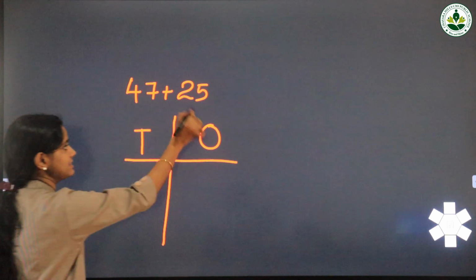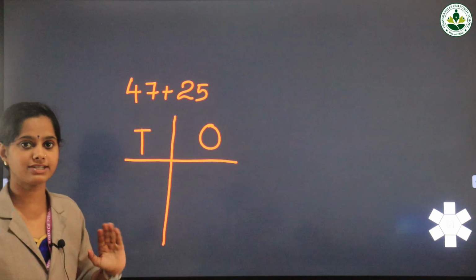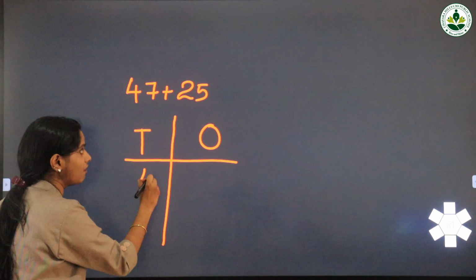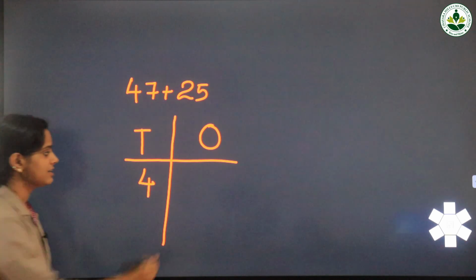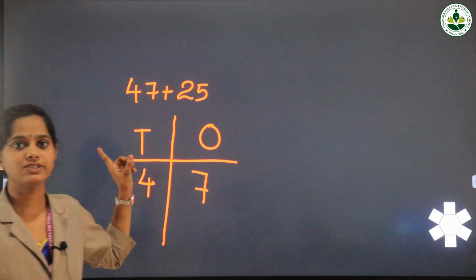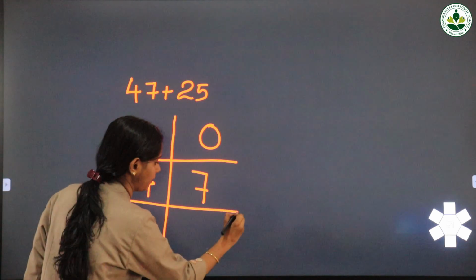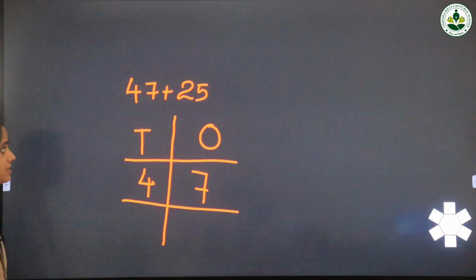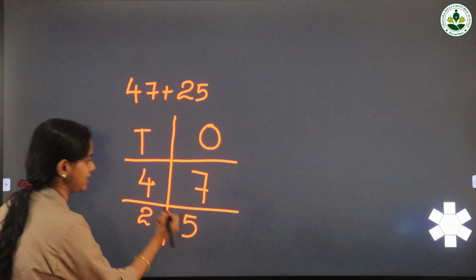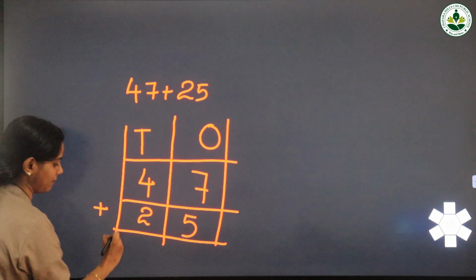First we place these numbers in the place value chart. 47: how many tens and how many ones in the number 47? The number 47 has 4 tens and 7 ones. Again the number 25: how many tens and how many ones? 25 has 2 tens and 5 ones. This is the addition symbol.